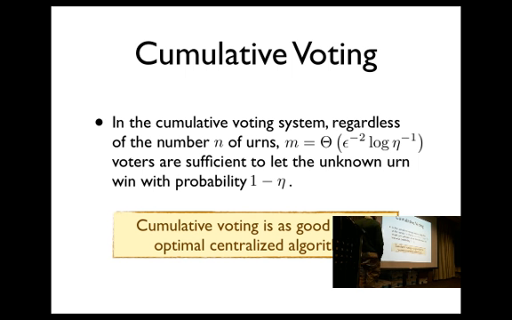So the very nice thing we found about cumulative voting is it's tight with respect to the optimal centralized algorithm. So N here disappears. So you can find a solution that requires only epsilon to the minus 2 log 1 over eta many voters, regardless of how many candidates you have. And moreover, the solution is really, again, the solution of that LP. So you basically have two possible votes. One, which is the solution of the LP if you pick the red ball, and the other one is the solution of the LP if you pick the blue ball.